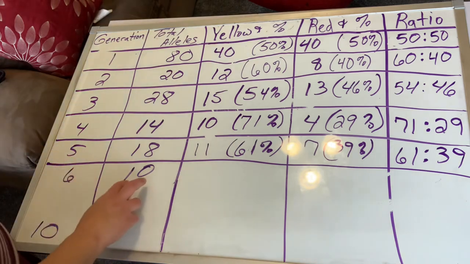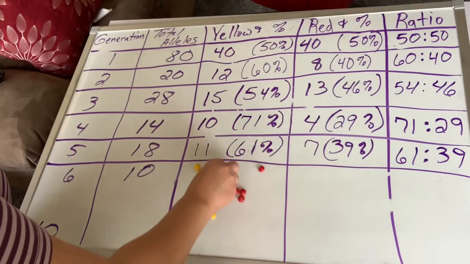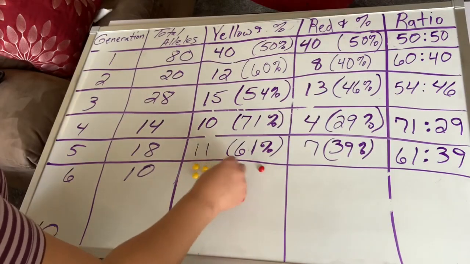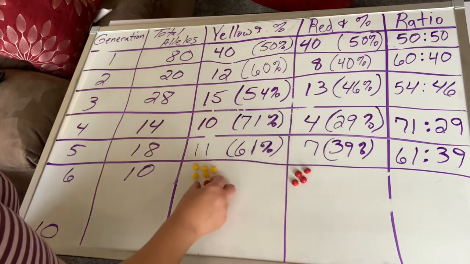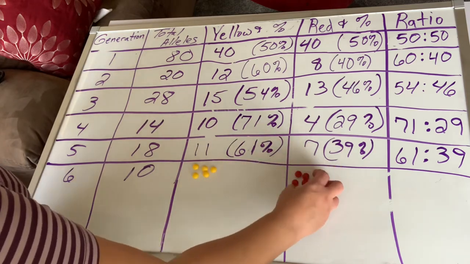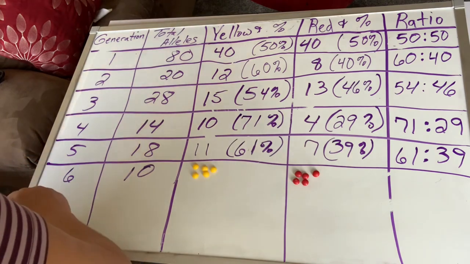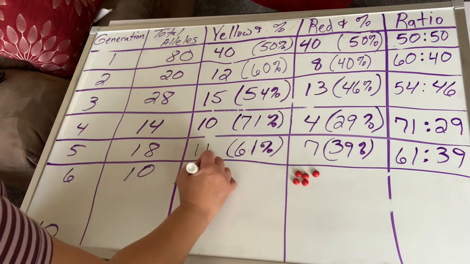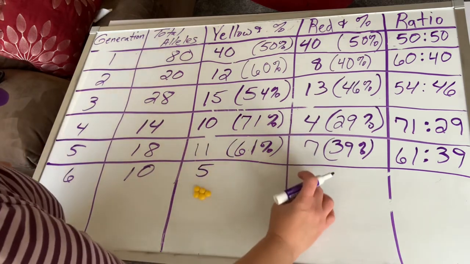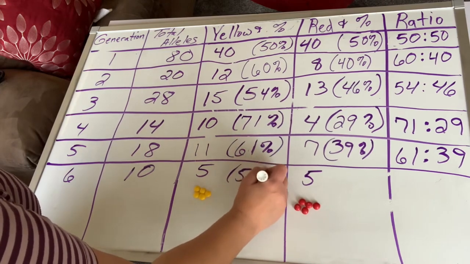So let's go ahead and choose our 10 out of our gene pool. 1, 2, 3, 4, 5. 1, 2, 3, 4, and 5. Oh, that is amazing. Okay. So let's write down our numbers, 5 and 5. 5 alleles of yellow, 5 alleles of red, taking the percent back to a 50-50.